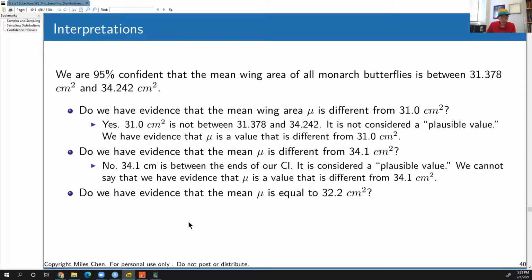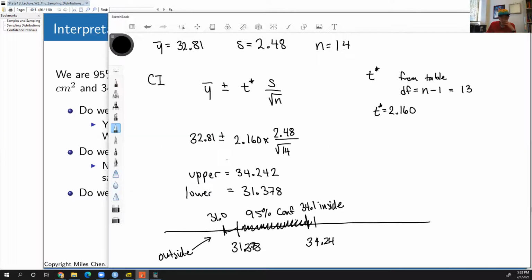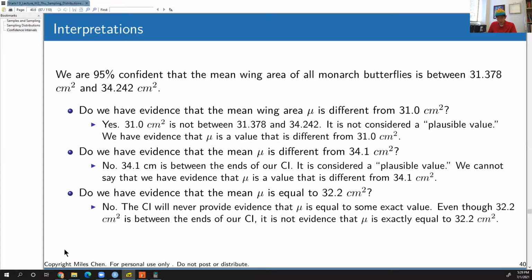Can someone say we have evidence that the mean is equal to 32.2? We look at our interval and say, oh, 32.2, that's somewhere in there. Here's 32.2, somewhere inside there. But the problem here is we can't use a confidence interval to say that the value is equal to some particular number. 32.2 is inside the interval. It's a plausible value, but we can't use our confidence interval to say that it's exactly equal to 32.2.